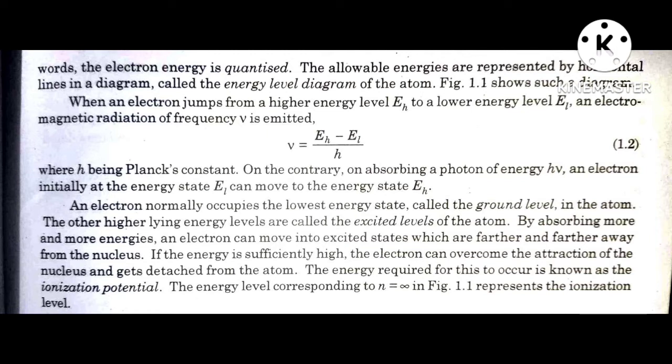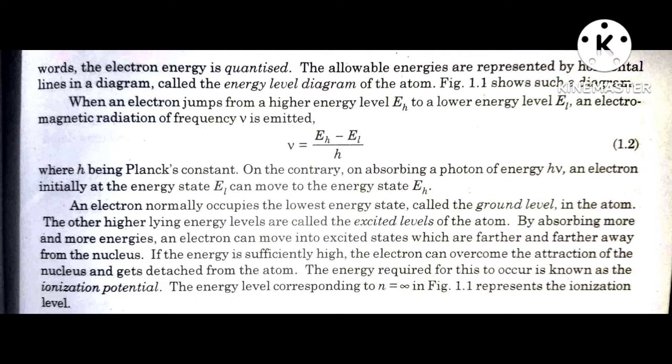When an electron jumps from a higher energy level EH to a lower energy level EL, an electromagnetic radiation of frequency nu is emitted, where nu equals EH minus EL divided by h, h being Planck's constant. On the contrary, on absorbing a photon of energy h nu, an electron initially at the energy state EL can move to the energy state EH.